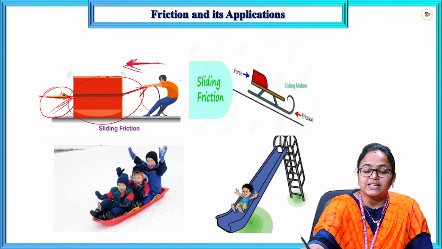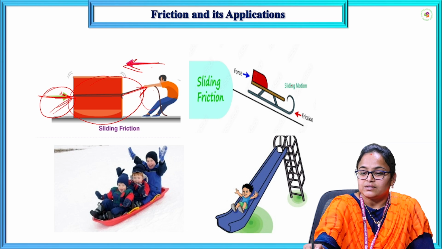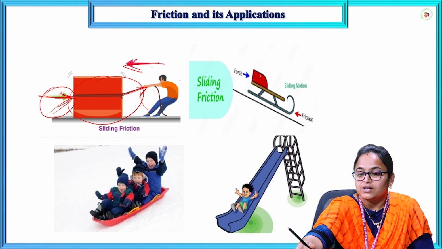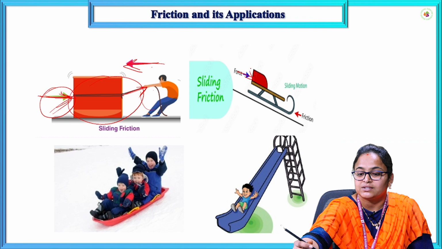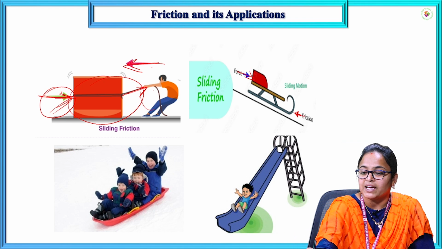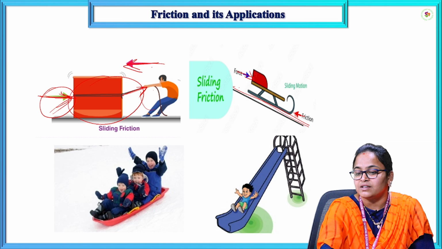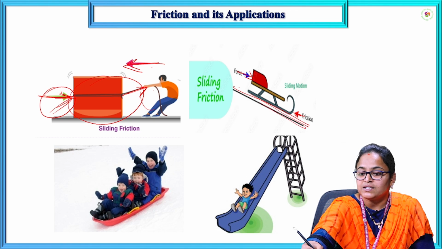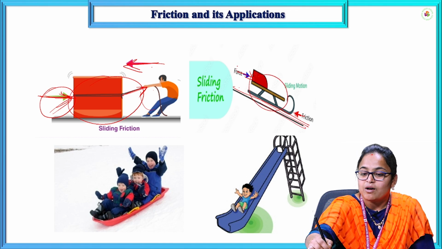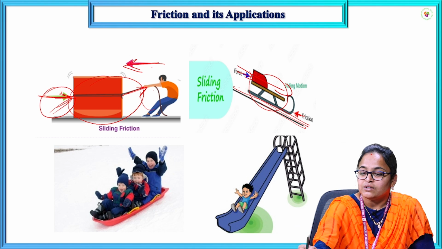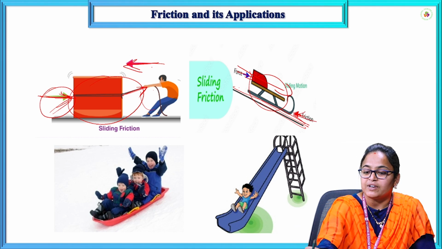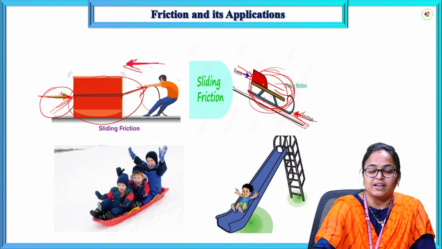Next, coming to another example, this is also sliding motion. The force is applied like this, so the frictional force will be like this. In this, this is an inclined surface, an inclined plane, and on it is an object moving downwards. So here sliding friction is resisting this object on the inclined plane.